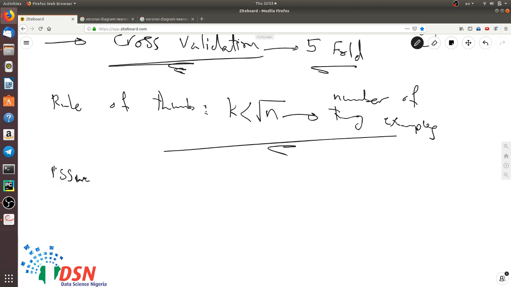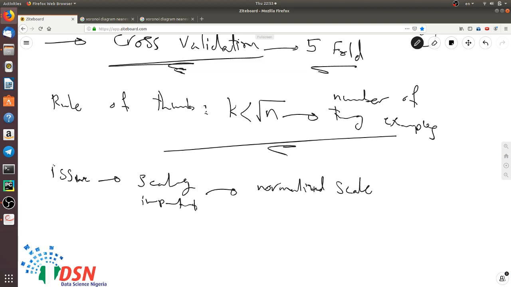What are the issues of KNN? The first issue is that if some attributes have a larger range, they are treated as more important. So scaling is so important. The remedy for this issue is to use a normalized scale. So it is very important to normalize the scale.